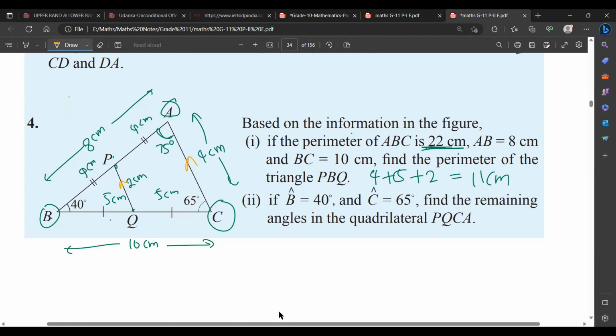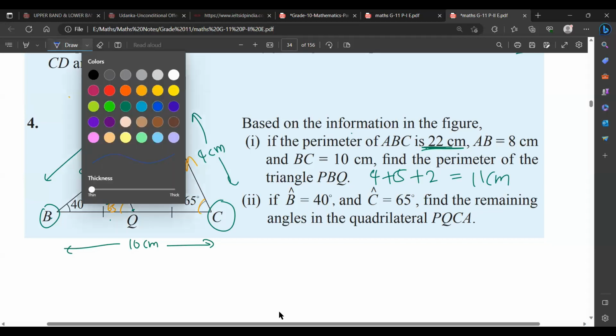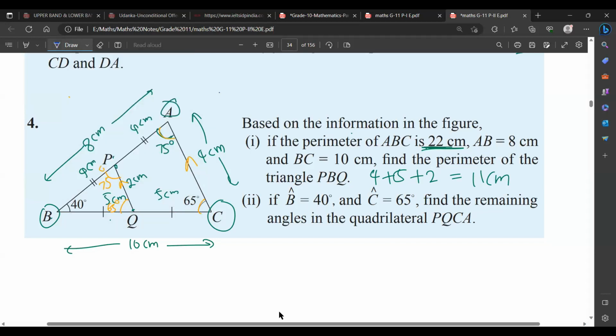According to that one, what is there? This angle and this angle should be what? Corresponding angles. These are corresponding. This one 75, this one should be 75. This one 65, this one 65. You can find like that. And after that you can find other angles also. This is the straight line. So this one 180 minus 75, 105. This is 65. There should be 115. You can find like that.